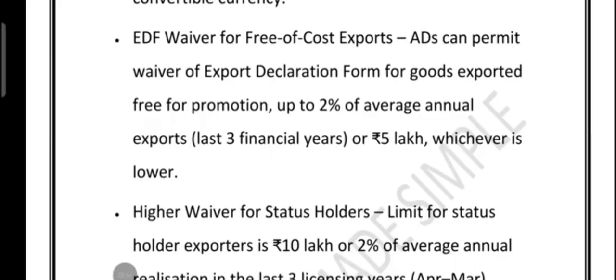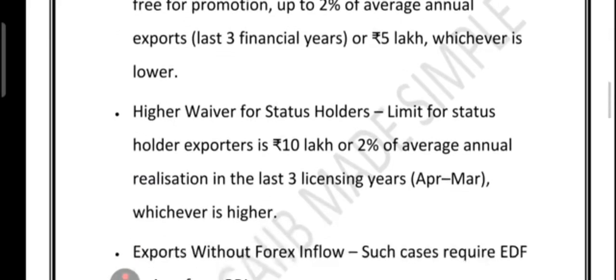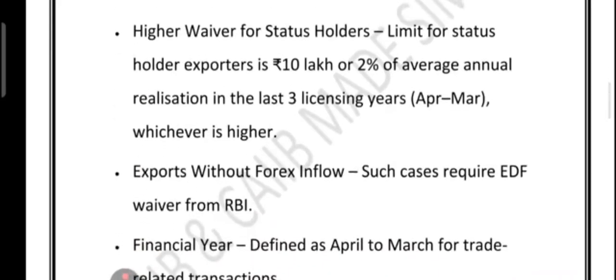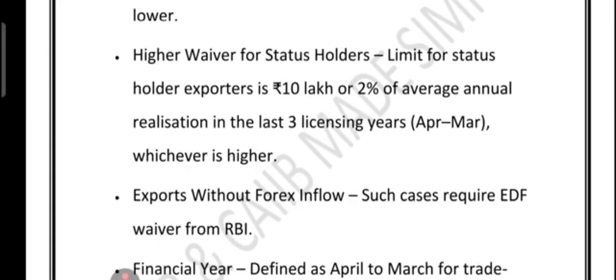So what is free of cost export? Sometimes exporters send goods abroad for promotion without charging money. In such a case, the bank can waive the requirement for filling the export declaration form, but only up to 2% of your average annual export in the last 3 years, or 5 lakh, whichever is lower. For a status holder exporter, a big exporter recognized by the government, the limit is higher. That is rupees 10 lakh, or 2% of the average annual realization in the last 3 licensing years, whichever is higher.